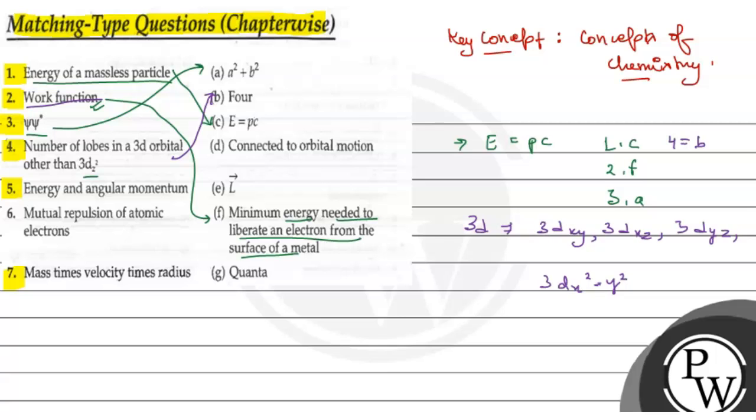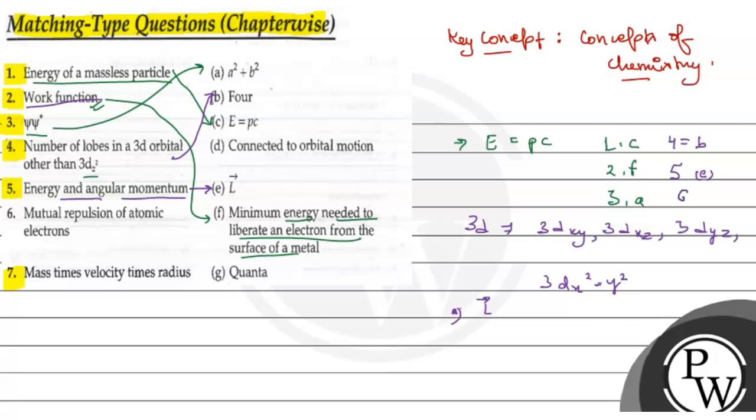Then for the next part we have energy and angular momentum. In chemistry we represent energy and angular momentum by this sign, that is L, right? And hence option 5 will go with E.